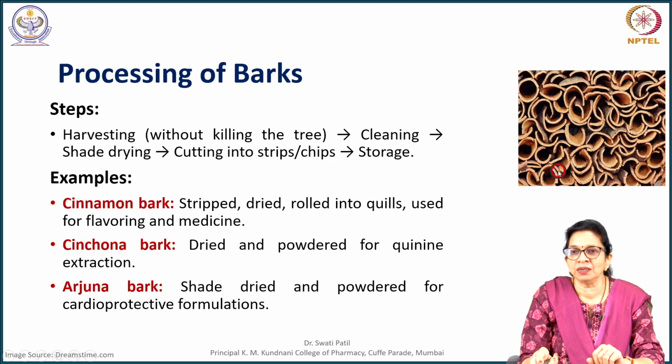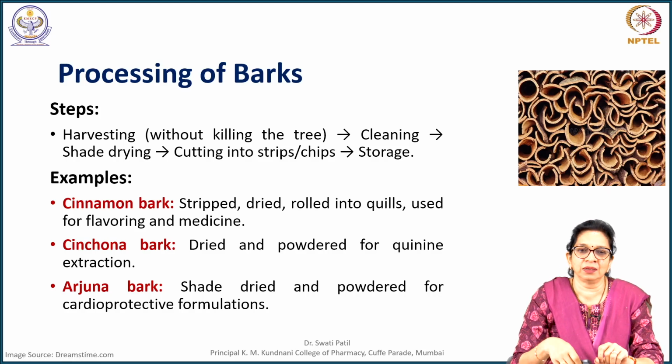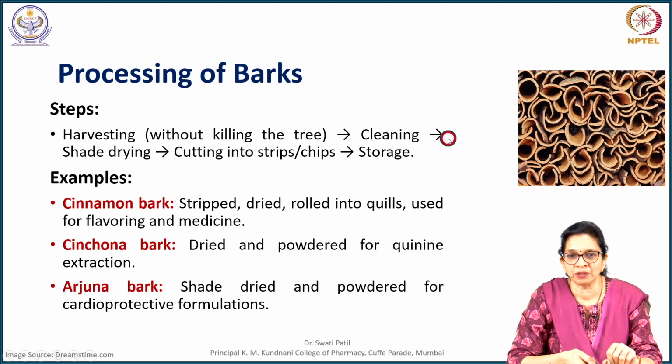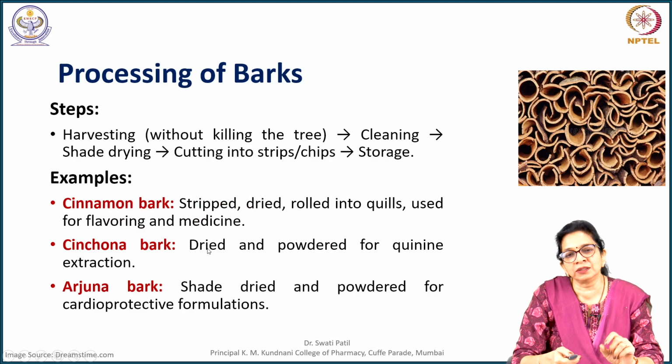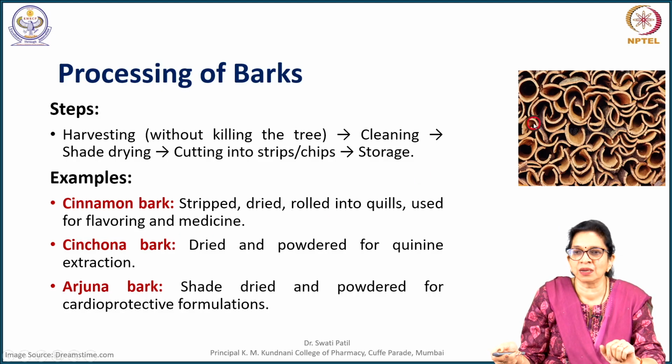This is typically cinnamon bark, where you can see one quill inside the other. Cinnamon bark is stripped, dried, rolled into quills and used as flavoring, spice or as a medicine. Cinchona bark is dried, powdered for quinine extraction. Cinchona is a much thicker bark and occurs as single quills. In the case of cinnamon, this is a double quill or compound quill, where it is packed one inside the other.